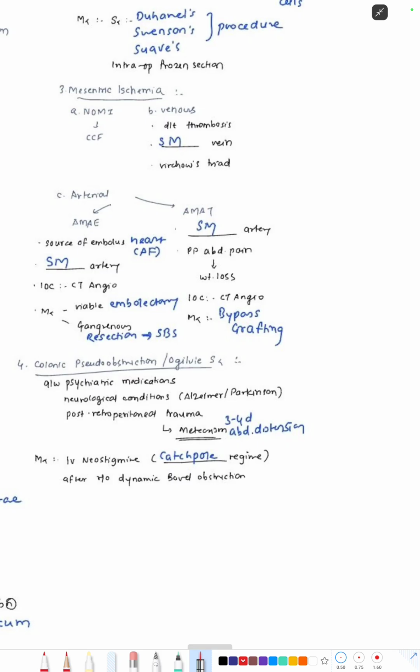Colonic pseudo-obstruction is also called Ogilvie syndrome. It is associated with psychiatric medications or neurological conditions like Alzheimer's, Parkinson's, or retroperitoneal trauma. Retroperitoneal trauma leads to something called meteorism, wherein there is abdominal distension for 3 to 4 days even after surgery. Management for Ogilvie syndrome is IV neostigmine, and the regime is called the catch-pose regime. It is after ruling out mechanical bowel obstruction.